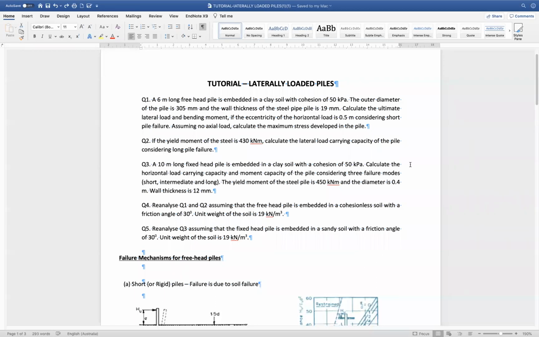Okay, so as we said, we're gonna solve question 4 and 5 for the cohesionless soil conditions. In question 4, we're gonna reanalyze question 1 and 2 by assuming that the free head pile is embedded in a cohesionless soil instead of cohesive soil as with last week. The friction angle is 30 degrees and the unit weight of the new soil is 19 kilonewton per cubic meter.